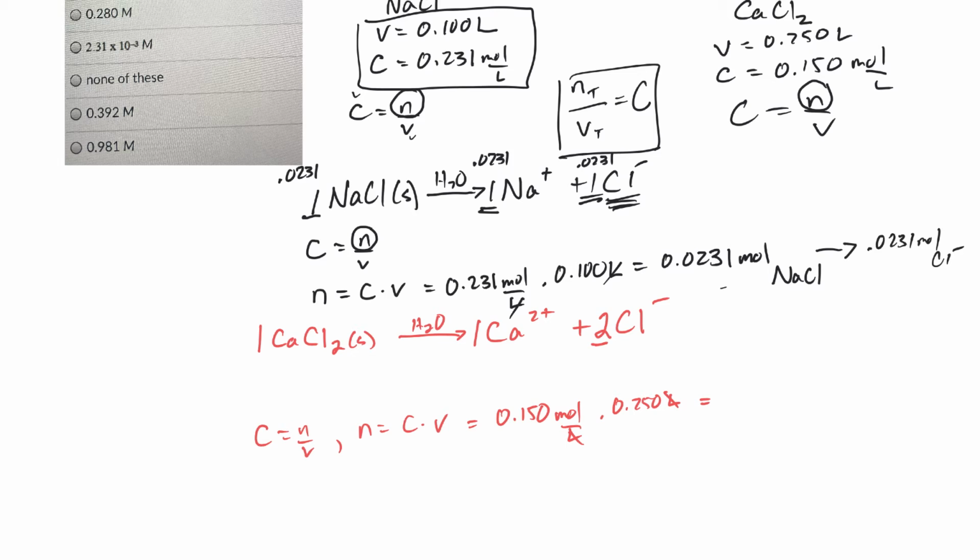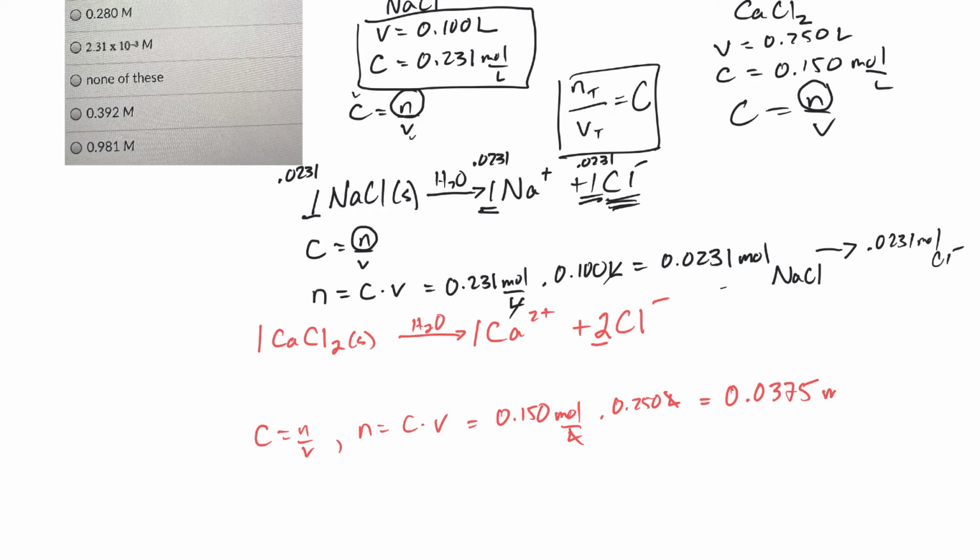Uh-oh, my calculator is dead. It's okay, I have a phone. I need to charge that calculator. Okay, so 0.150 times 0.25. There, 0.0375.